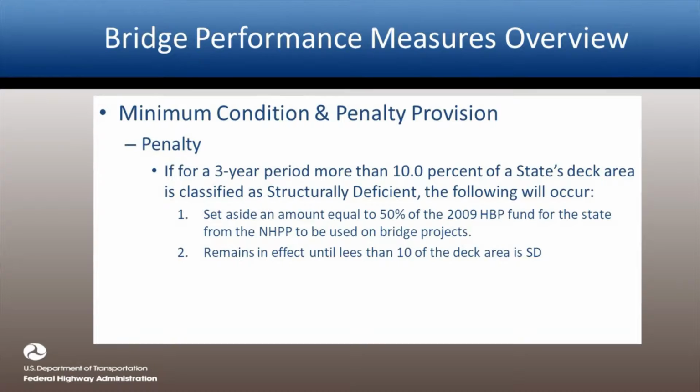So in a 3-year period, if more than 10% of the deck area is classified as structurally deficient, you will be required to spend 50% of, we're going back to 2009 in the Highway Bridge Program now, and remember that was not reauthorized under MAP 21, but we're still using the numbers. So you go back to 2009 and look at what your appropriation for the Highway Bridge Program was, and then you have to set 50% of that number aside for use on bridge projects on the NHS.